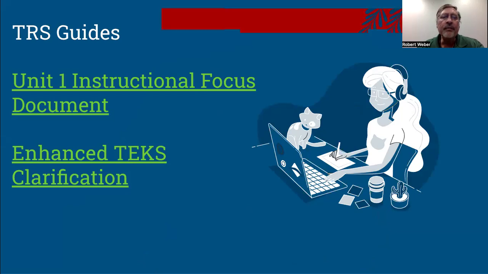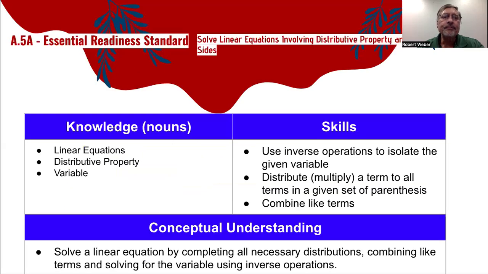But basically what we've done is to take A5A and break it down using the Commit Partnership that we are now actively involved in. A5A, as I mentioned, is an essential readiness standard. It's going to be the most heavily tested, assessed, going to be also very important that you teach it with fidelity. It's solving linear equations involving the distributive property with the variable on both sides.